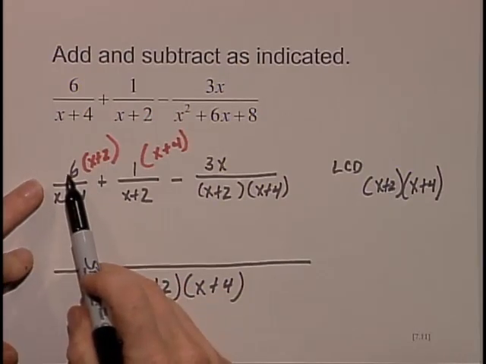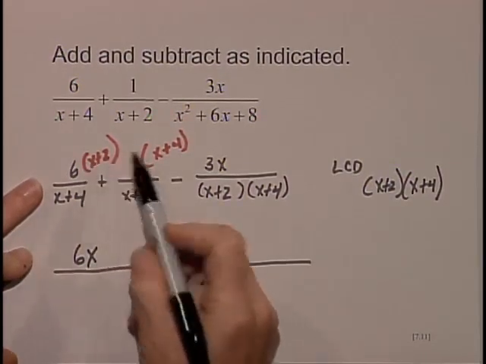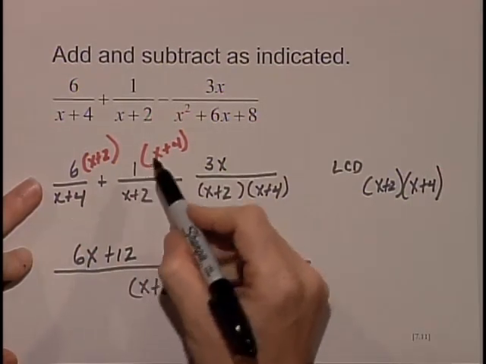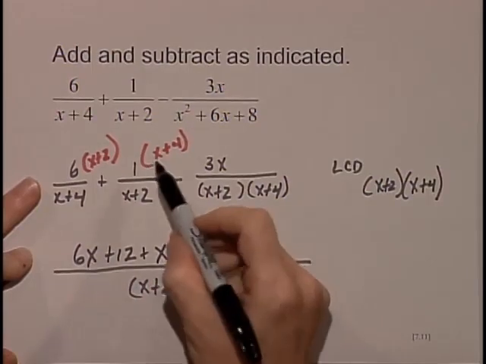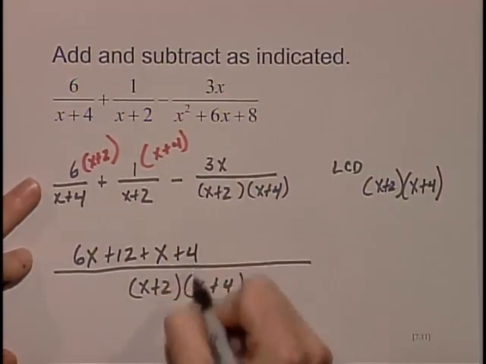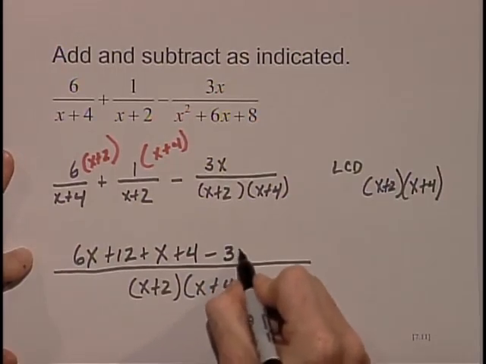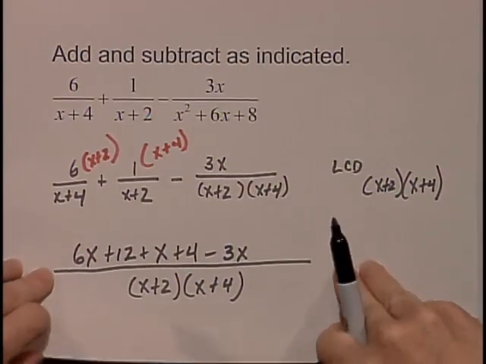We're going to do our distributive property. 6 times x is 6x. 6 times 2, 12. Our second distributive is 1 times x, which is x. 1 times 4 is 4. No multiplication is necessary, so we'll carry across our last numerator, which is 3x. Now we're going to combine like terms, and we'll do that on our next slide.